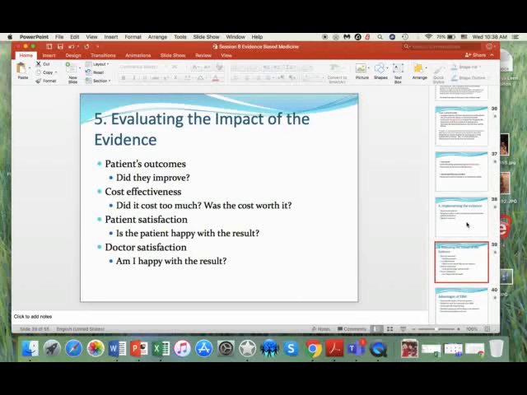Lastly, we're going to evaluate the impact of the evidence. We're going to look at the patient outcome. We're going to say, did they improve or did they not improve? We're going to look at cost effectiveness. Did it cost too much? Was the cost worth it?